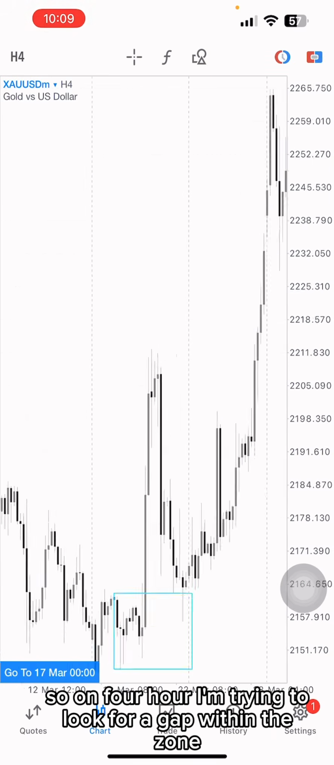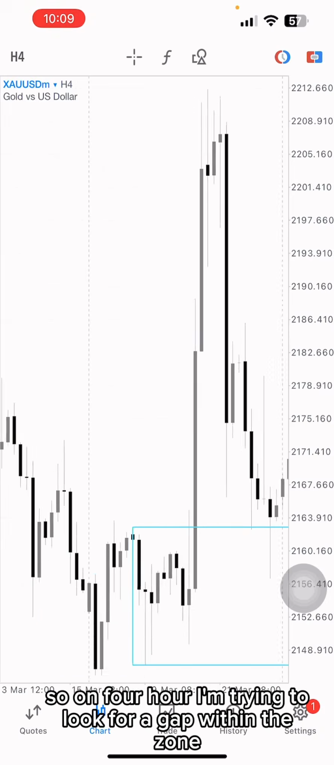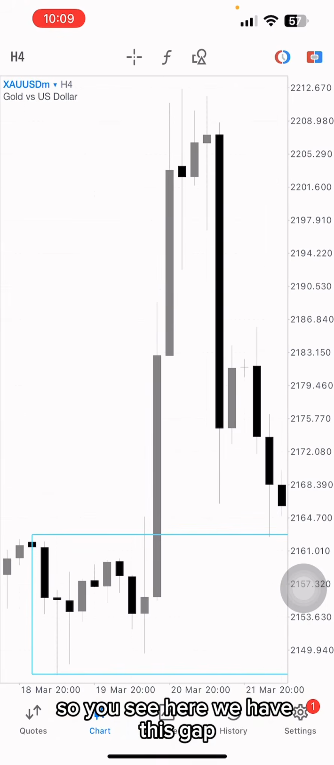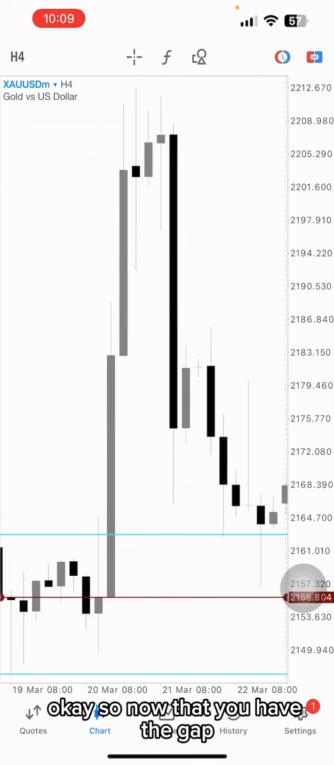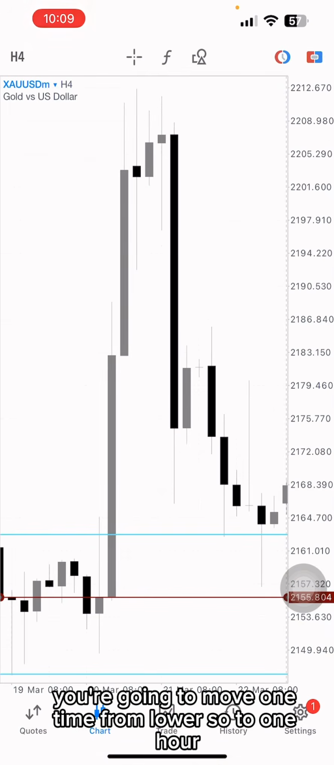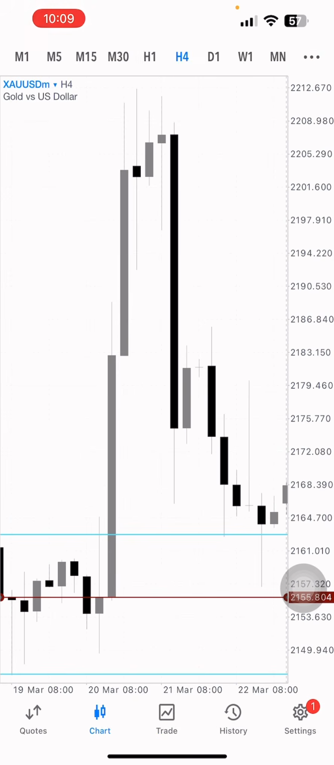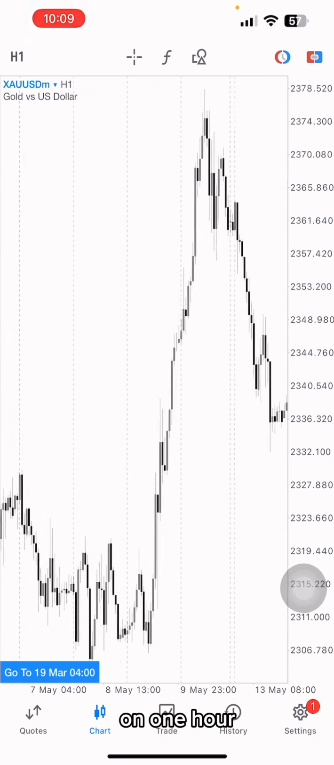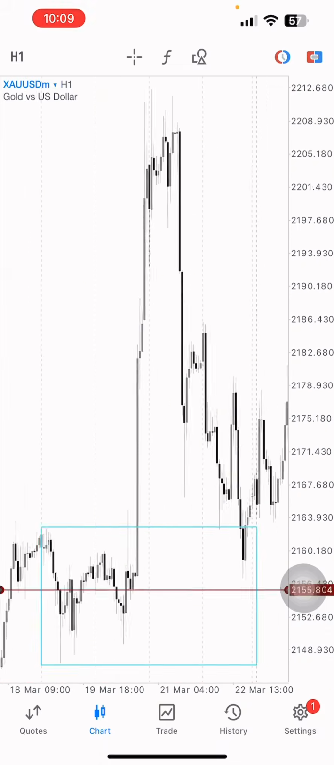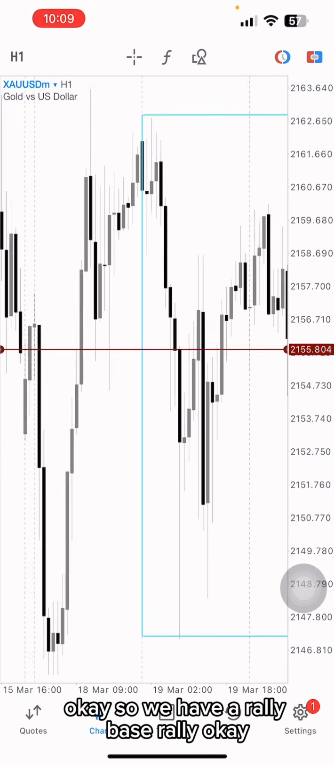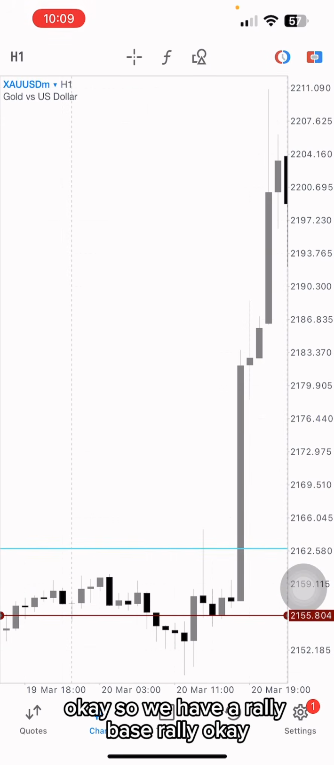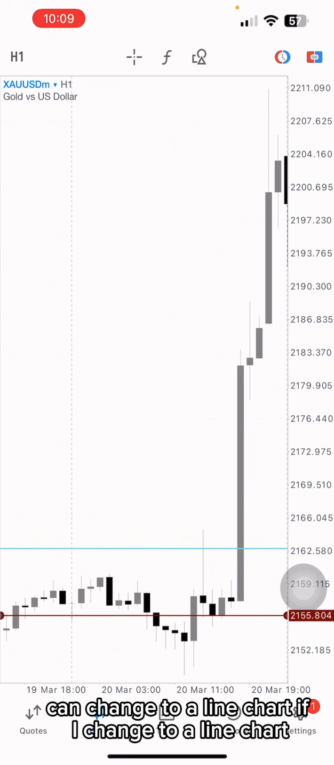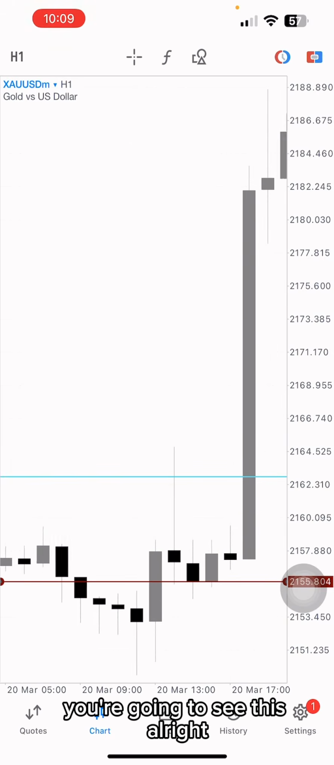On 4 hour, I'm trying to look for a gap within the zone. So you see here, we have this gap. Now that you have the gap, you are going to move one time frame lower, to 1 hour. On 1 hour, we have a rally base rally. I can change to a line chart. If I change to a line chart, you're going to see this.